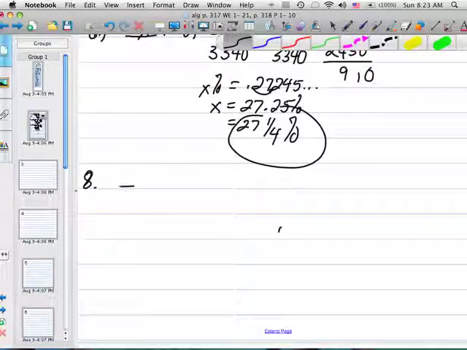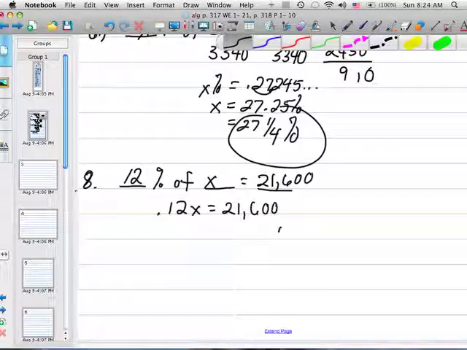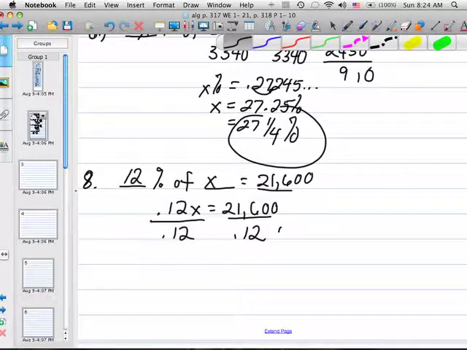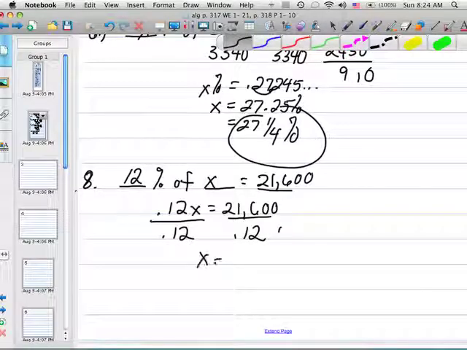And number 8, blank percent of the whole equals the part. Emily Ling is a real estate broker who earns 12% commission on each house she sells. She earned a total of $21,600 on the sale of a house. What was the selling price of the house? So she earned a total of $21,600 on the sale of a house. So that's the part. That's her commission. And that was 12% of the cost of the house. So we're looking for the cost of the house. So it'd be 0.12x equals 21,600. Divide by 0.12. So the original cost of the house was $180,000.